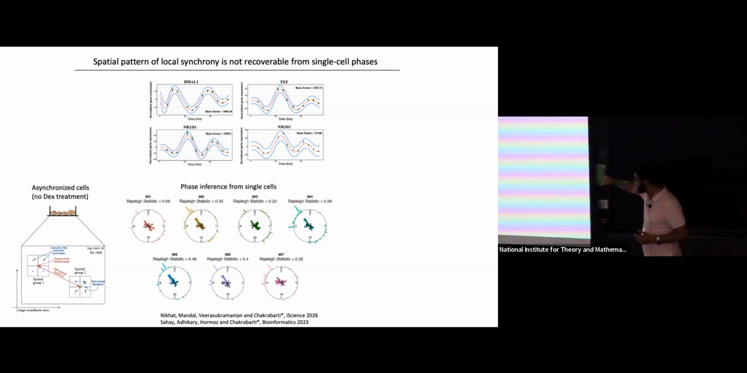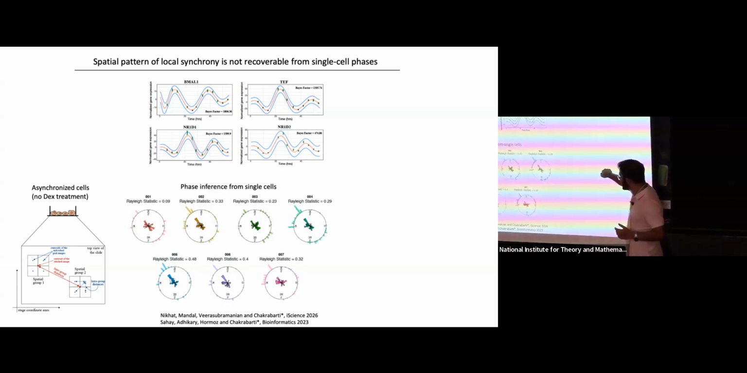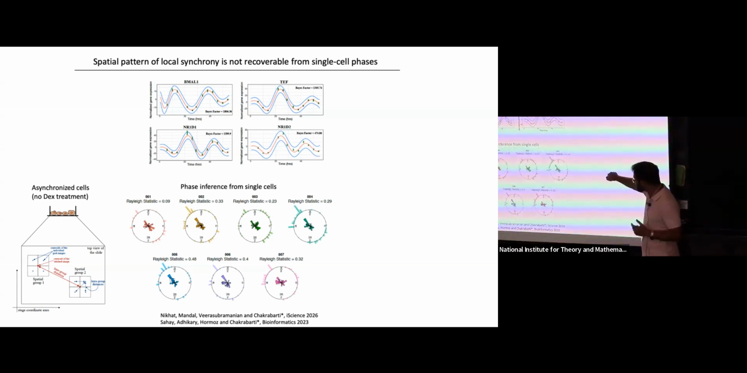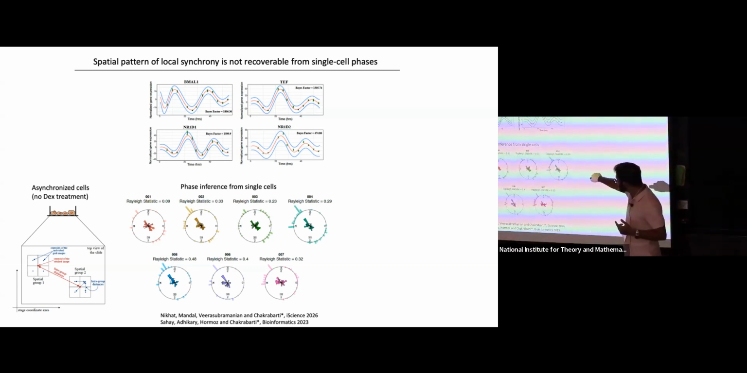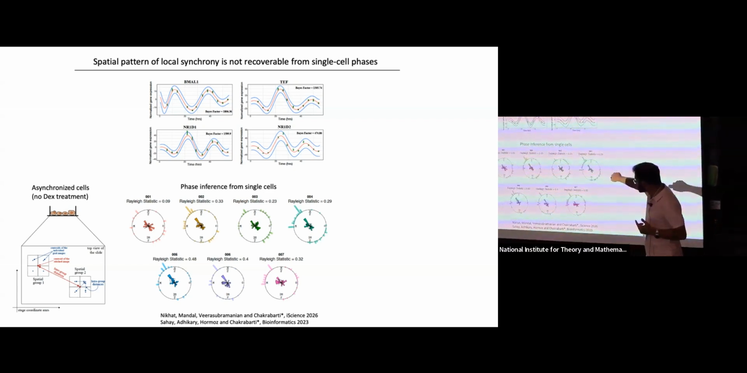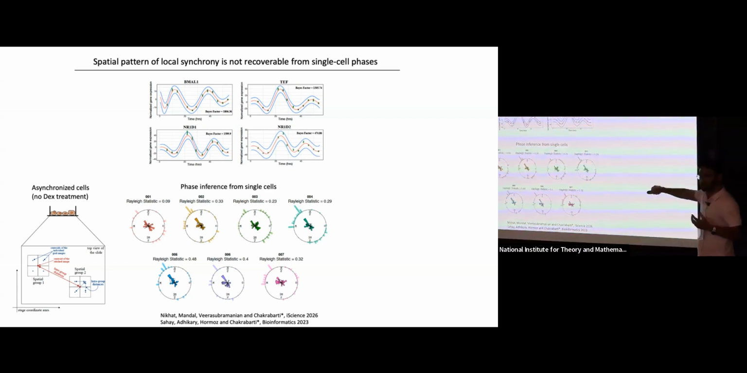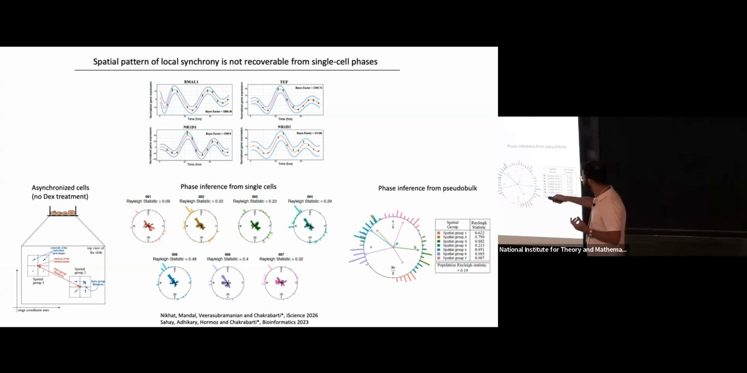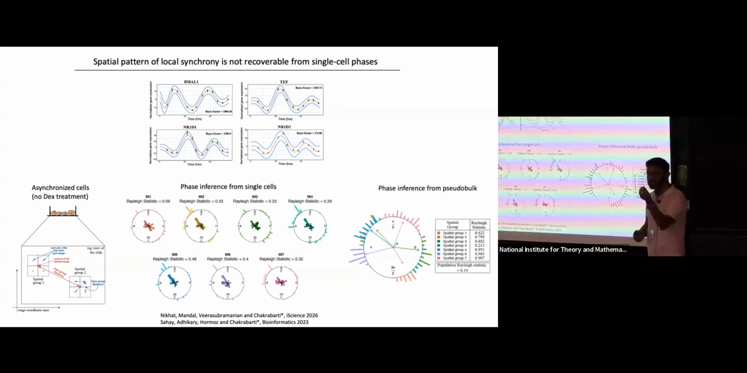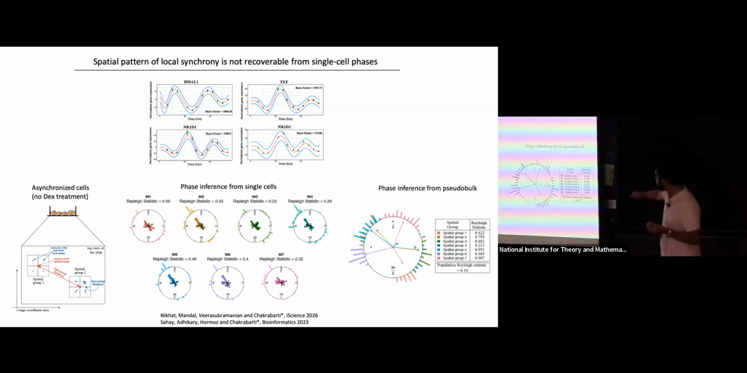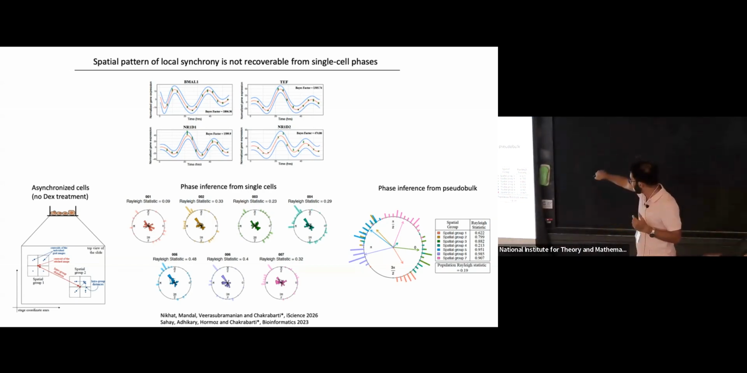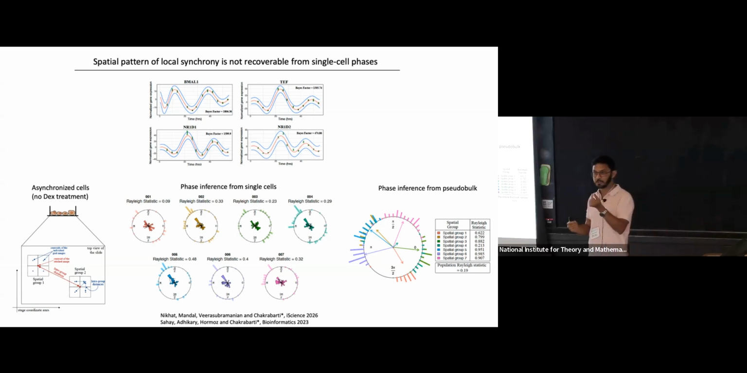So this is the result. So these are individual fields of view that are separated in space. And if you try to use single cells, what you see is that your phase is basically all over the circle for every single field of view. Only when we did some kind of local spatial pseudo-bulking were we able to find the well-established result that in space, you should be able to see regions of spatial synchrony.